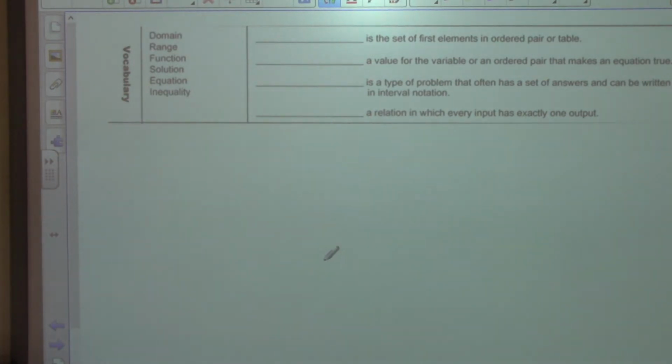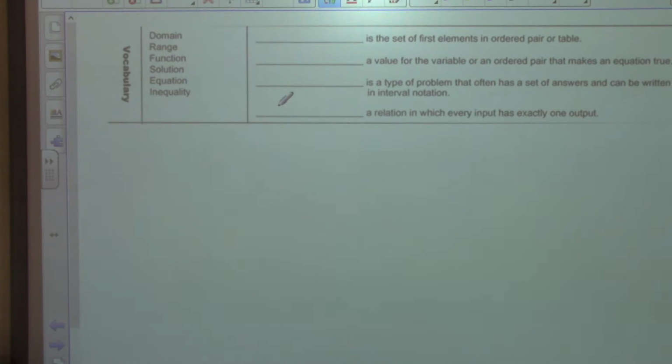We're going to pick up where we left off yesterday, which was in this vocabulary. Somebody noticed in sixth period that we have 4 blanks, yet how many answers are available here? 6. So we're going to figure this out. Blank is the set of first elements in an ordered pair or table. What is that going to be?